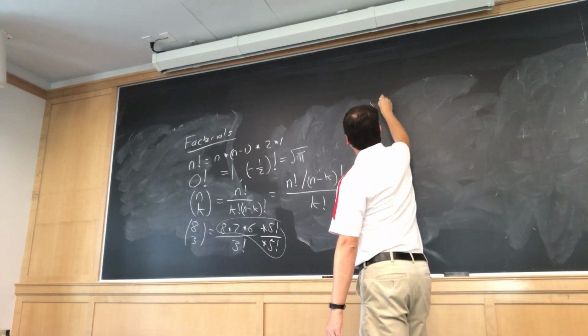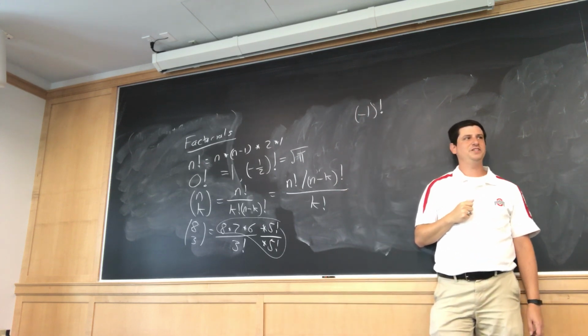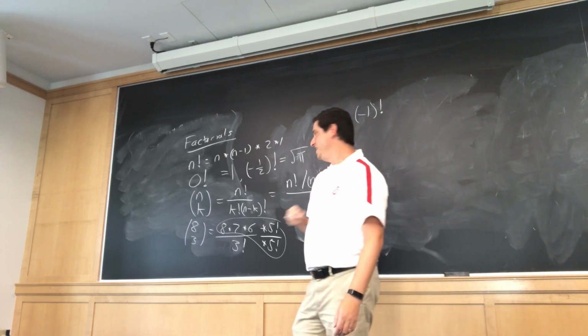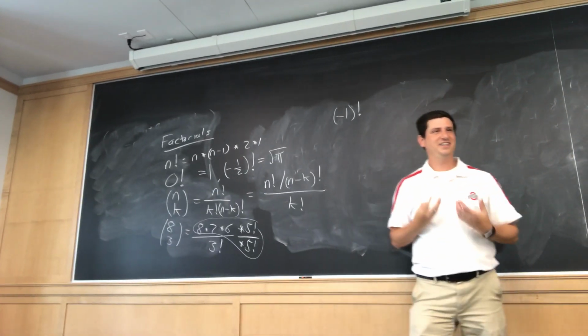Any thoughts on what -1 factorial should be? How many ways are there to arrange -1 objects? Given that -1/2 factorial is the square root of pi, you should be terrified at guessing.